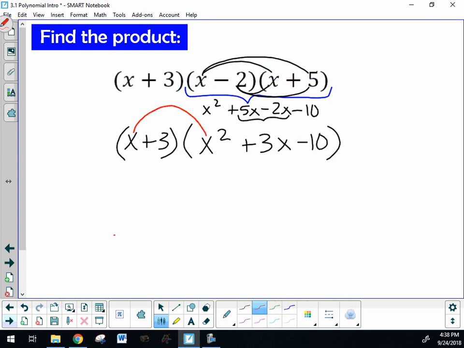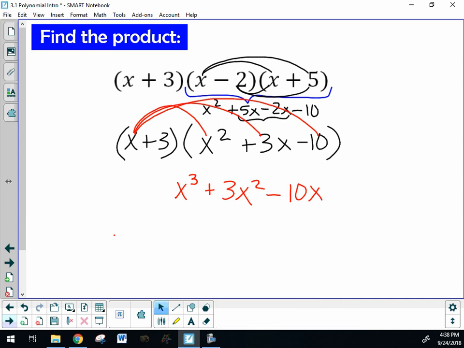I'll distribute the x first. That's an x to the third power. It's an x times an x squared. And I'm going to multiply that x by the 3x, get 3x squared. And we can multiply the x by the negative 10 to get negative 10x. So I distributed that first term, x.